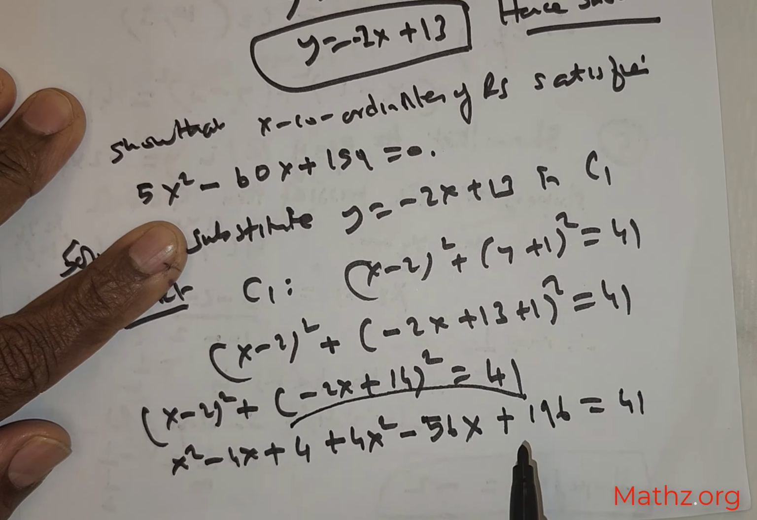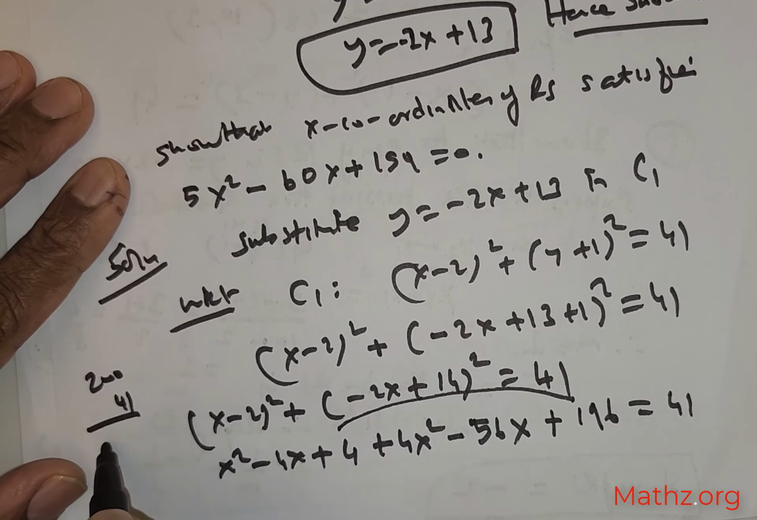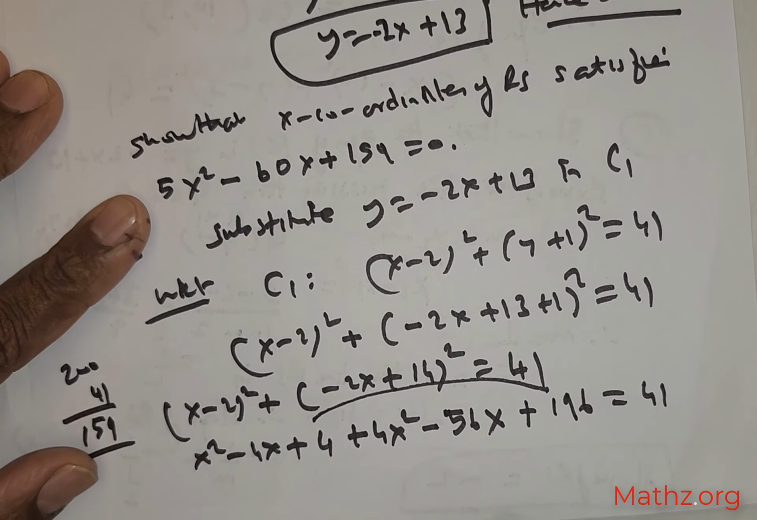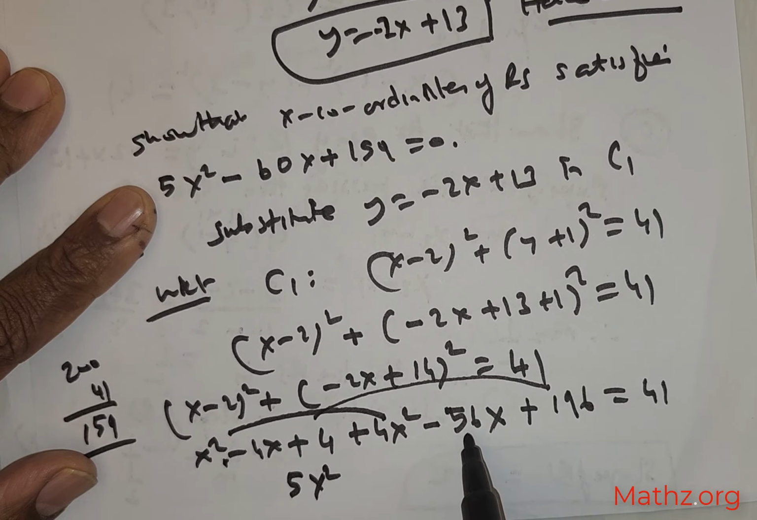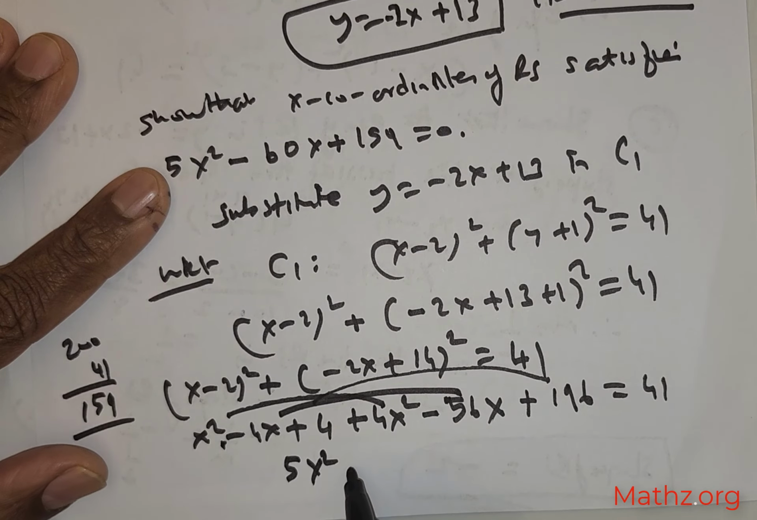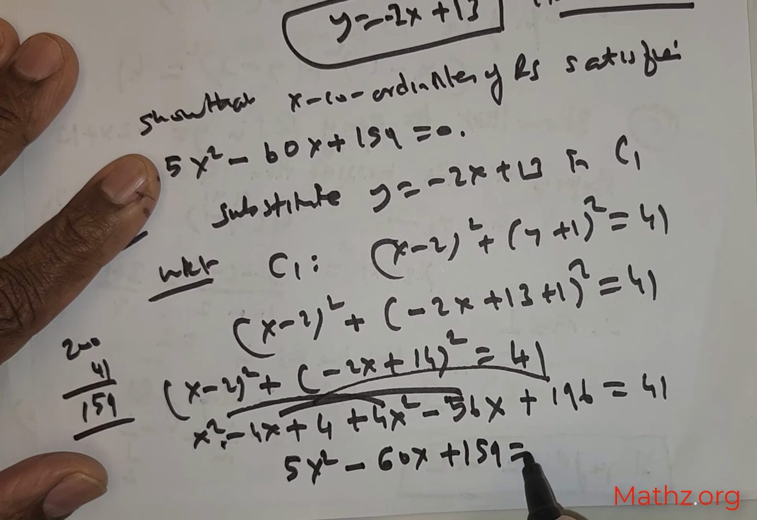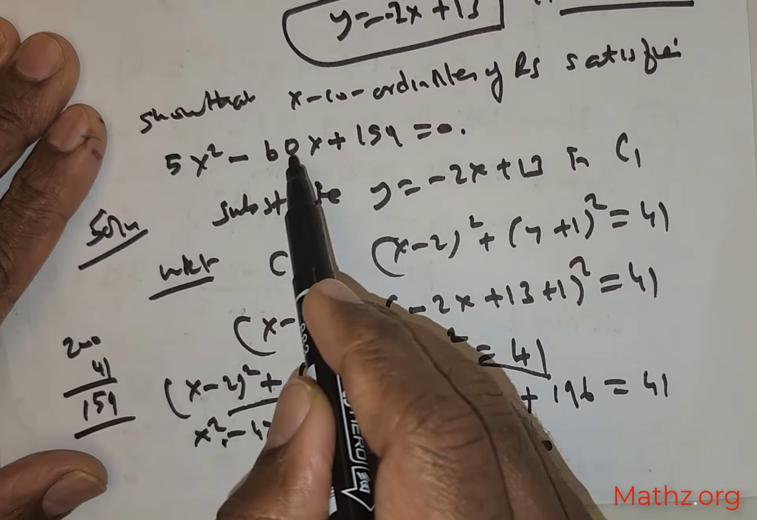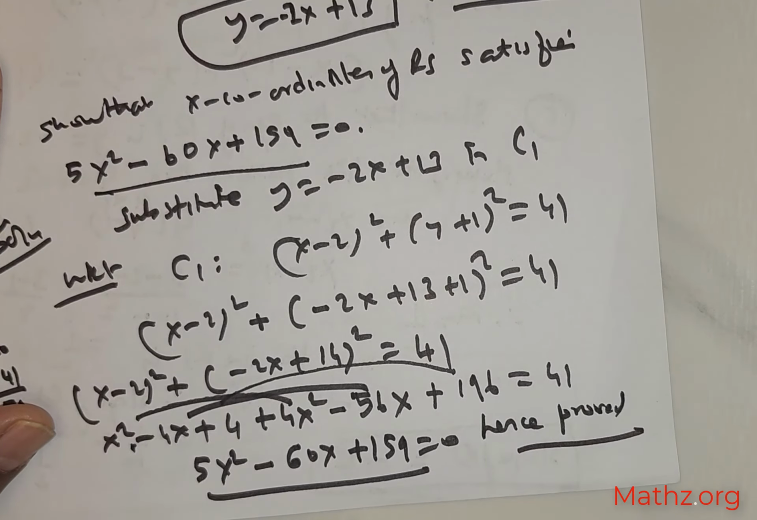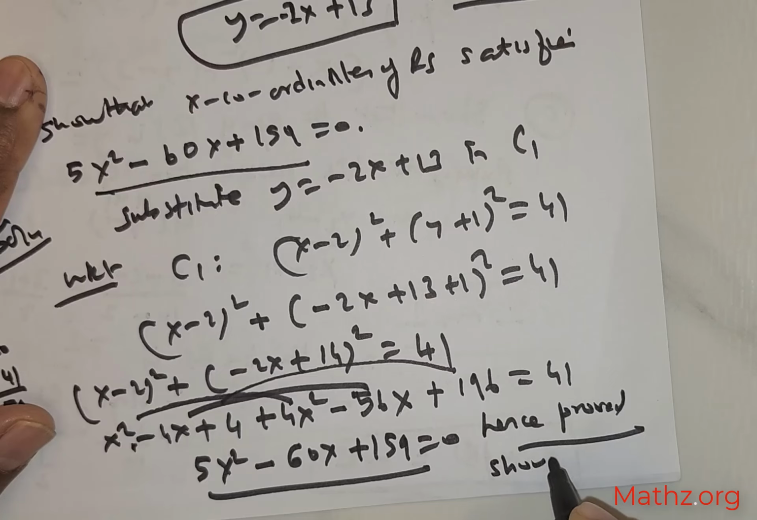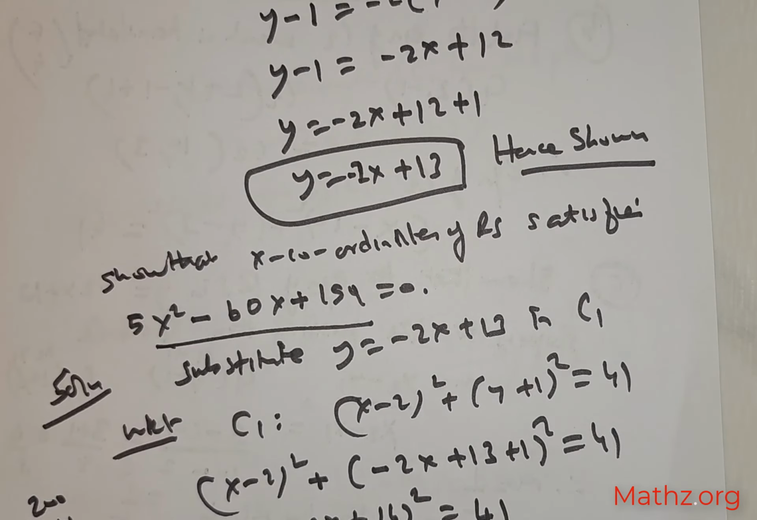So this will become 200. From 200 you take away 41, so what do you get? You get 159, and 4x squared is added with x squared, you get 5x squared. Negative 56 added with negative 4 is going to be negative 60x. Of course we have 159 is equal to 0. So this is exactly the equation that is being given, so hence proved, or hence shown. You can use the words hence shown. So that completes question number 12, students. Thank you.